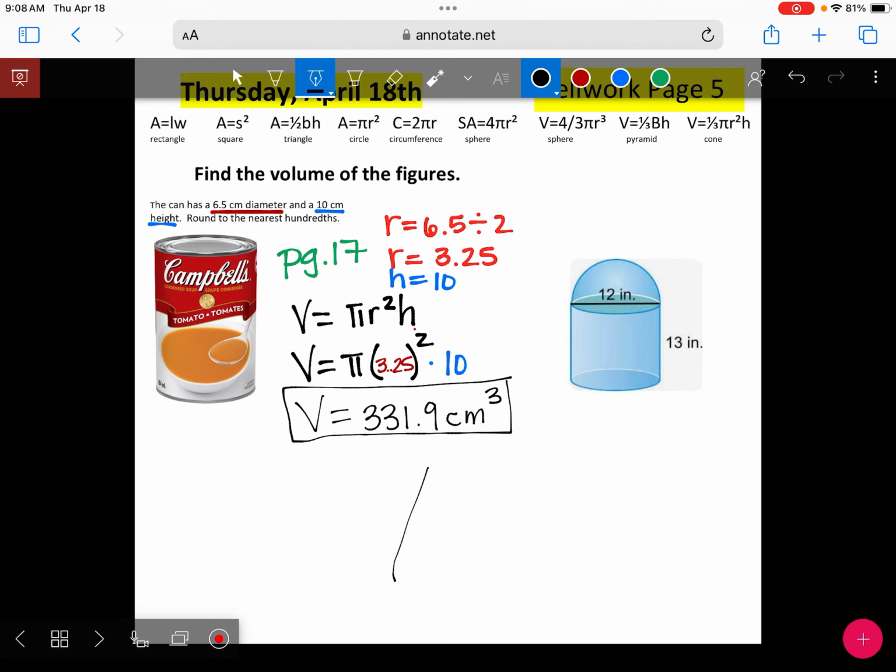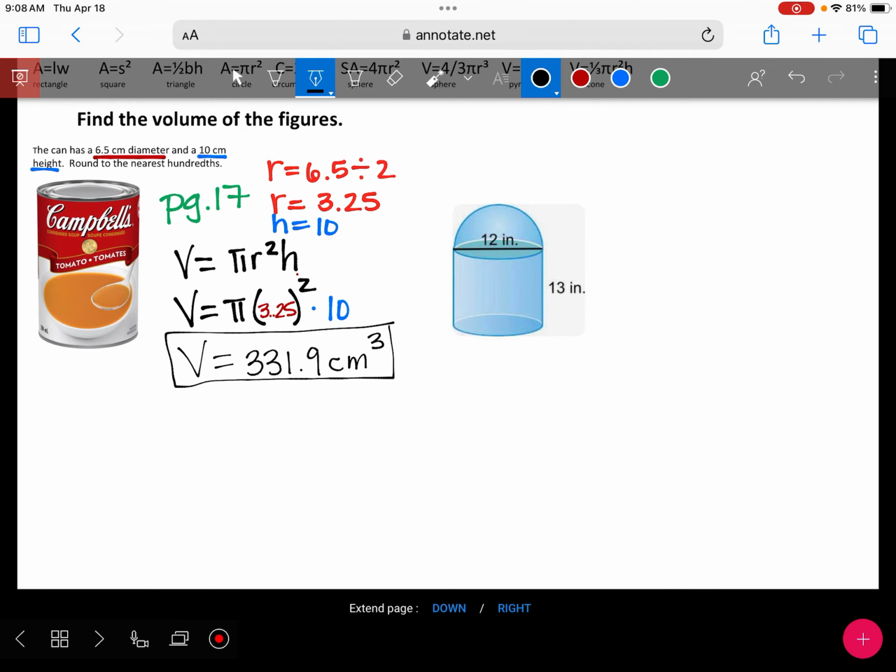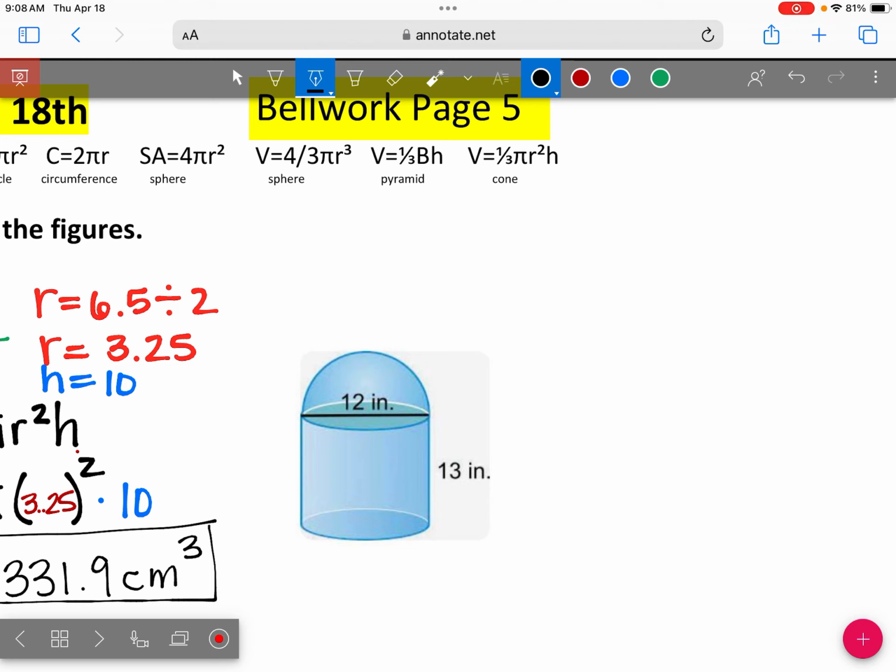Let me see if I can extend my page. One second. To the right. Okay. So we have two shapes here. This one at the top is half of a sphere. So in your note packet, the formula for a sphere is on page 19. So go to page 19 in your pink packet. We're going to figure out what the sphere is, and then we're going to divide it by 2, because it's not a whole ball, it's half of a ball.